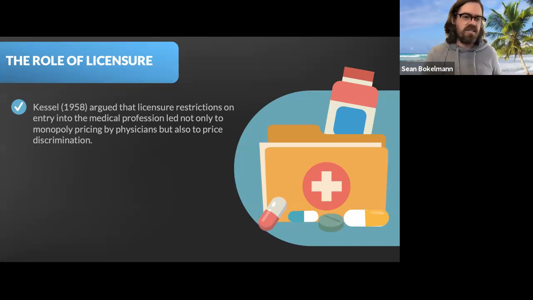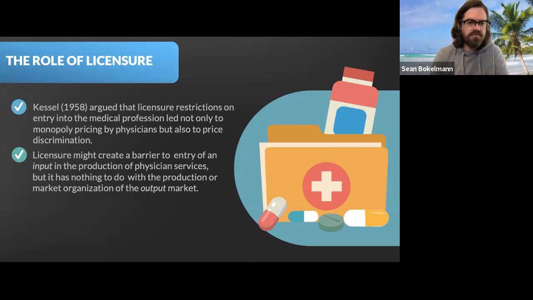So some evidence on these issues. Kessel argued that licensure restrictions on entry led to monopoly pricing as well as price discrimination. So this is the bad result, right? This is the bad side of licensure. Okay, so higher prices, physicians acting more like monopolies, less competition. But we have to be careful with this result. Why do we have to be careful with this result?